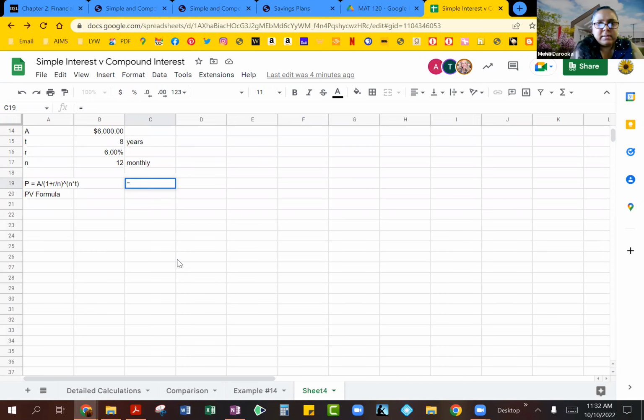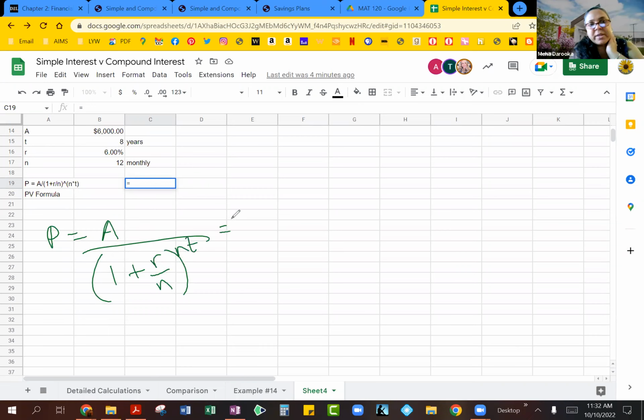All right, guys, while our two classmates are troubleshooting, let's talk about this. So our formula is P equals A divided by 1 plus R over N, and then the whole thing to the NT power. When you're typing this in, of course, our 6,000 should go to the top, and then we would be dividing that by 1 plus.